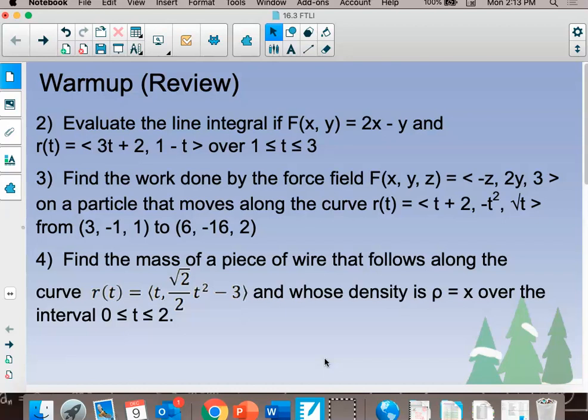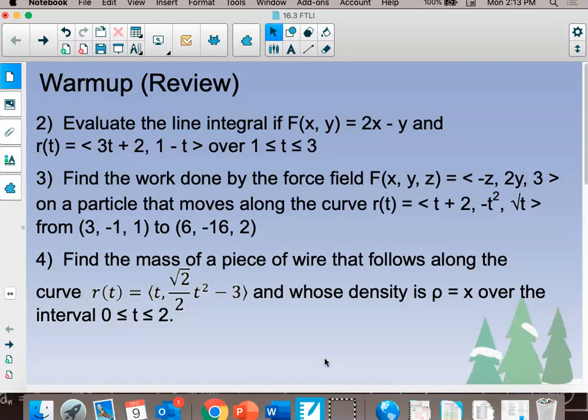All right. Find the work done by this force field F on a particle that moves along this curve from this point to this point. So you'd have to find your t values, the from and to for t, which is not too hard. And then it's f dot r prime, right? It's just the integral of f dot r prime.